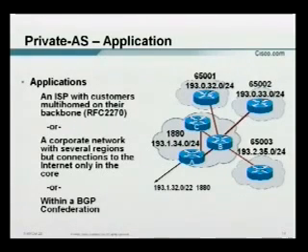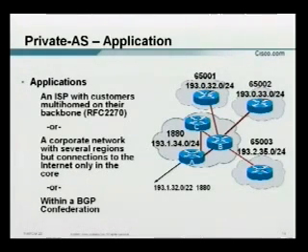But you can use private ASs for many applications, such as if you're an ISP with customers who are multi-homed onto your backbone, as described in RFC 2270. Or you can be a corporate network with several regions, but you only connect to the internet in your core. That happens quite a lot also. And of course, within a BGP confederation. If you're using BGP confederation to scale your internal BGP, then you would use private AS numbers for that as well. So those are the 3 areas you'd use private ASs.